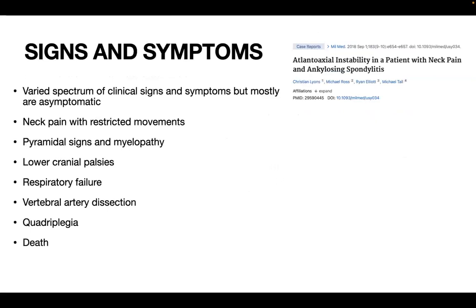Coming to signs and symptoms, atlantoaxial instability can present with a varied spectrum of clinical signs, but mostly they are asymptomatic. Patients may present with neck pain with restricted range of movements. There may be pyramidal signs or myelopathy signs. Lower cranial palsies may also be a presentation. Patients may present with respiratory failure. There may be vertebral artery dissection, and they may come with quadriplegia. And in the rarest of cases, they may present with death.